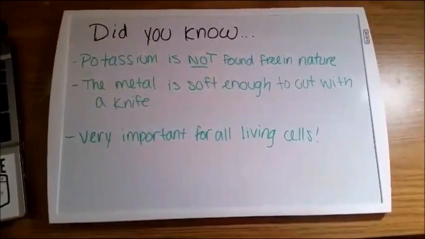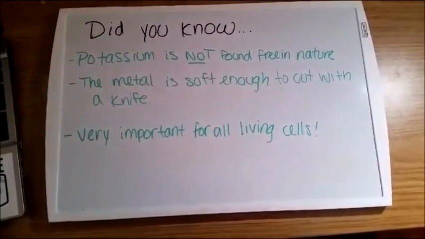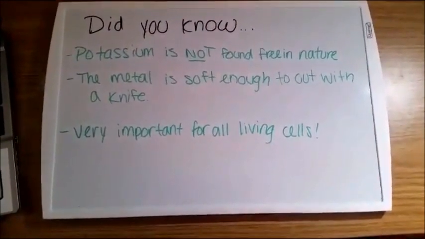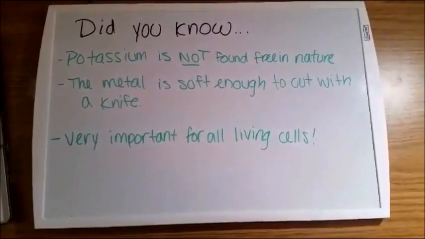Potassium is not found free in nature because it is highly reactive. The metal is silvery and is soft enough to cut with a knife, and it's very important for all living cells, and it's actually vital for conduction of nerve impulses.